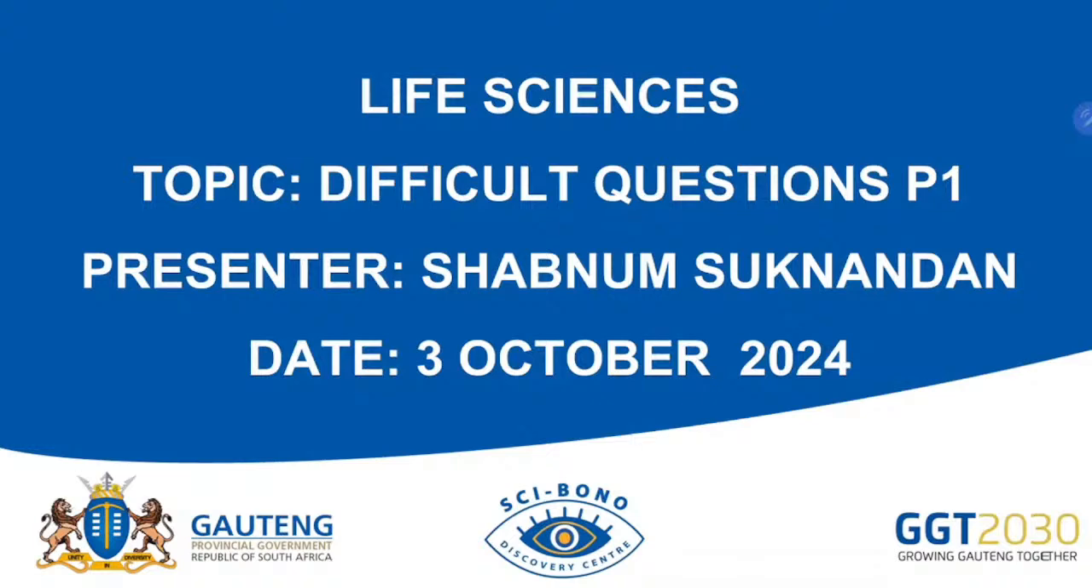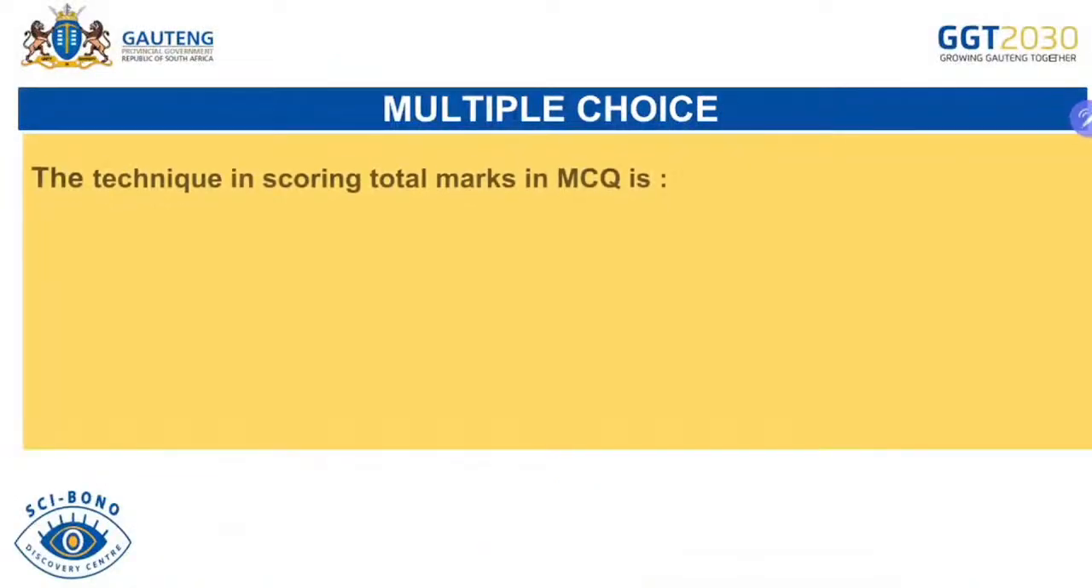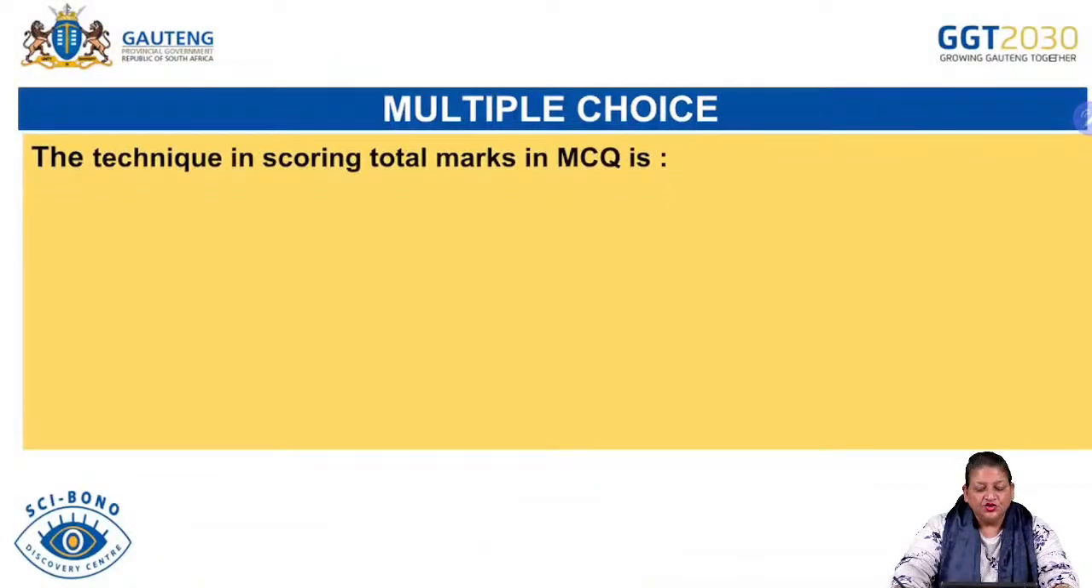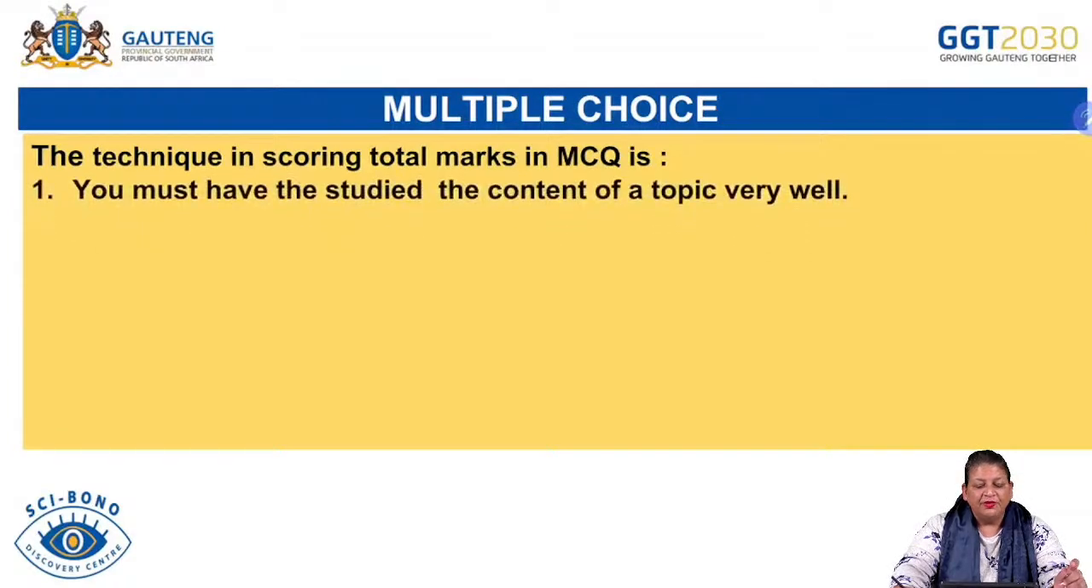And we're going to now look at the multiple choice questions, right? And you know that the multiple choice questions always have the answer. So you can actually score full marks if you know the actual skill of answering the multiple choice. So let us look at it. The technique in scoring total marks in MCQs is you must have studied the content of a topic very well.